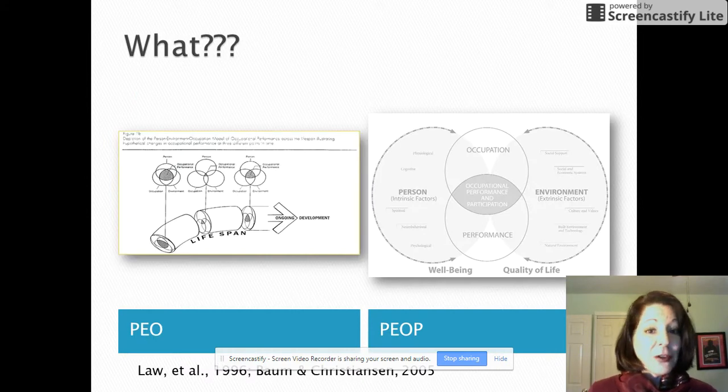So when I first looked at PEO and PEOP, I thought, what? These two look very similar. They're talking about the very same concepts. Their names even sound the same. What are the differences between the two?